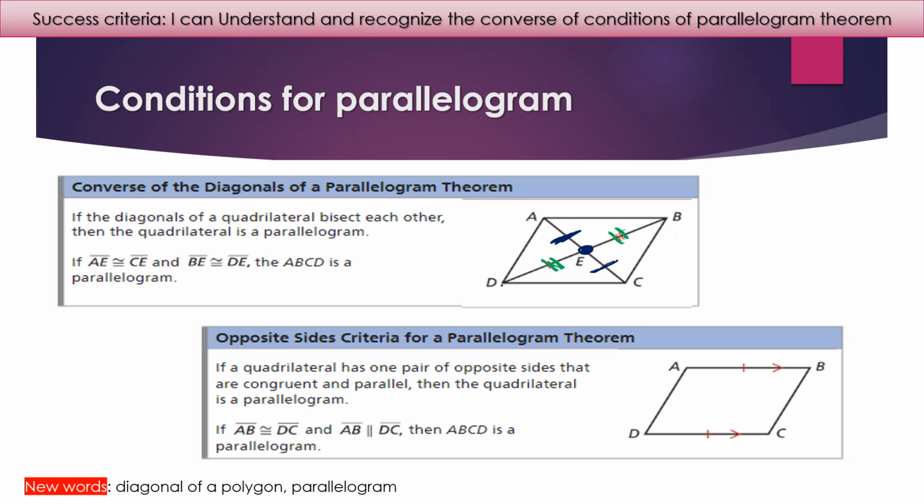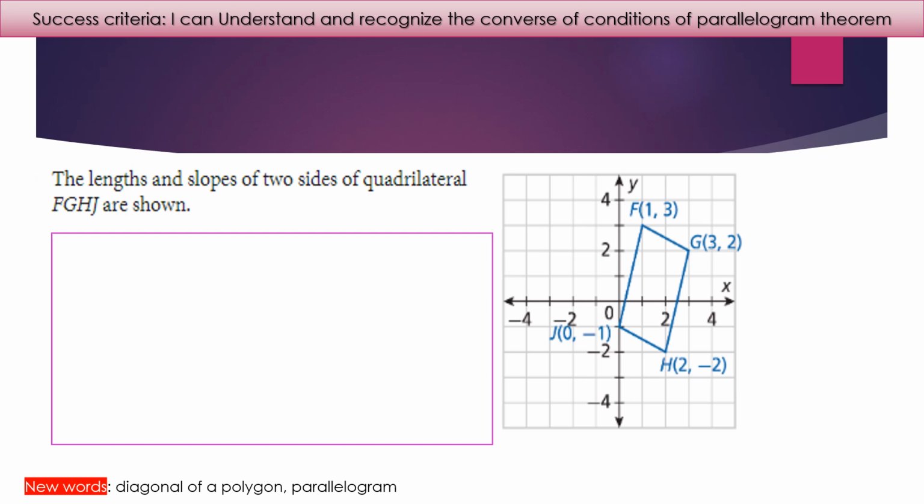Now what else? The opposite side criteria. If a quadrilateral has one pair of opposite sides that are congruent and parallel, then the quadrilateral is a parallelogram. So again, AB and DC not only have to be congruent, but they have to be parallel to each other.